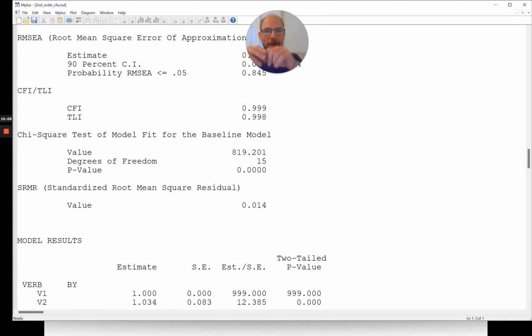Again, it's because we have only 3 covariances among first-order factors, and in the second-order factor model, we estimate 3 parameters: the 2 second-order factor loadings that are not fixed, and the variance of the second-order factor.